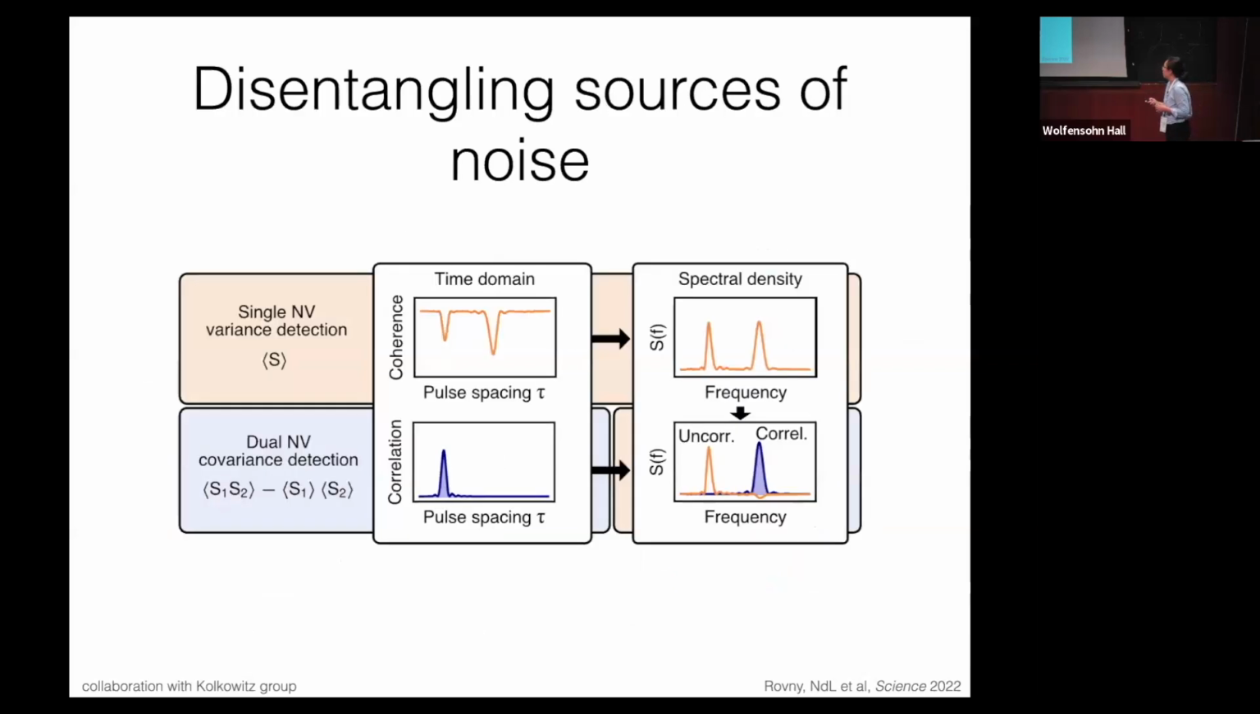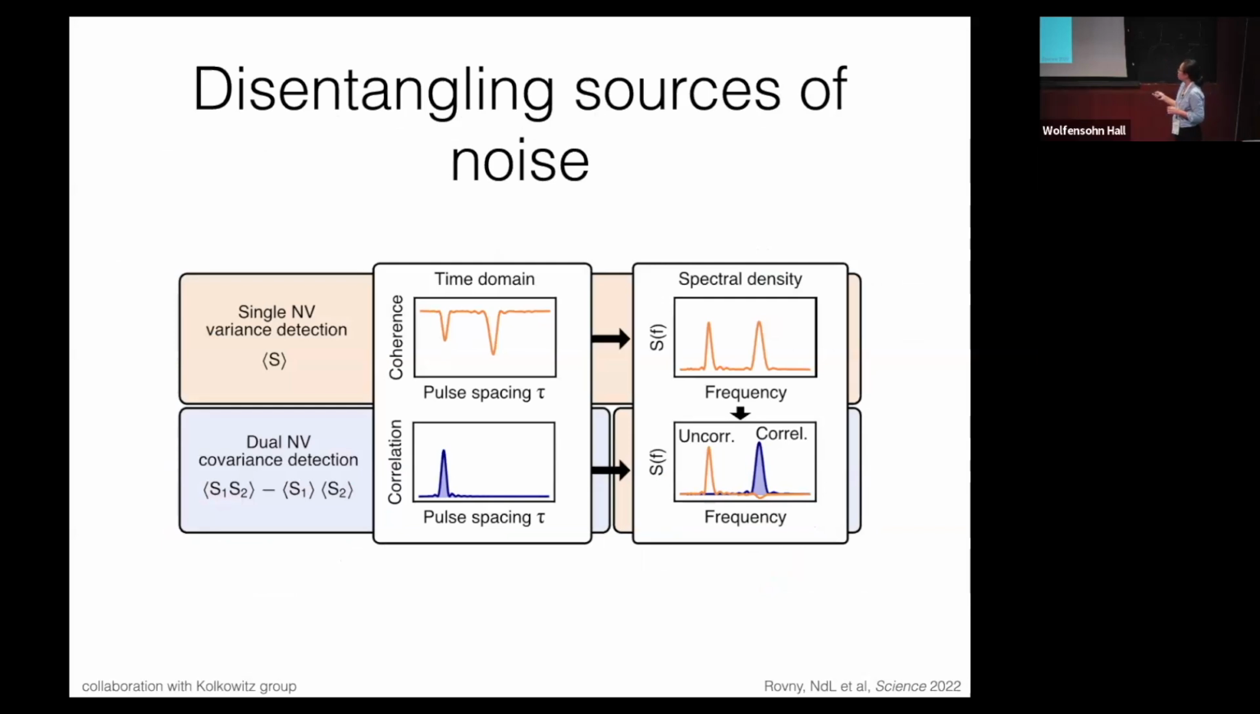Okay. So I can see correlations in the noise. I can do spectroscopy on those correlations. What can I do with this? The first is that I can start to now disentangle the spatial structure factor of different sources of noise in the material that I'm staring at. So generically, if I was just doing single NV noise detection, then what I would do is a coherence measurement, and then maybe there's some narrow band noise sources that give rise to these little dips in coherence.